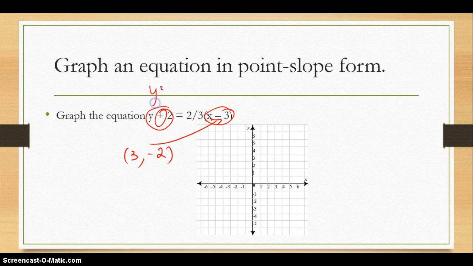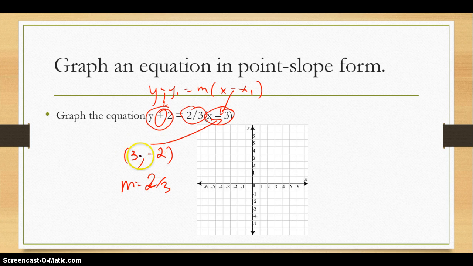Because remember, the equation is y minus y1. So this changed to a plus. So you know that this y value must have been a negative to get that to change to a plus. So that's a negative 2. And this subtraction sign stayed there, so we know that 3 is positive. That's one of the key things you've got to understand. Now 2/3 is my slope. The m is always 2/3.